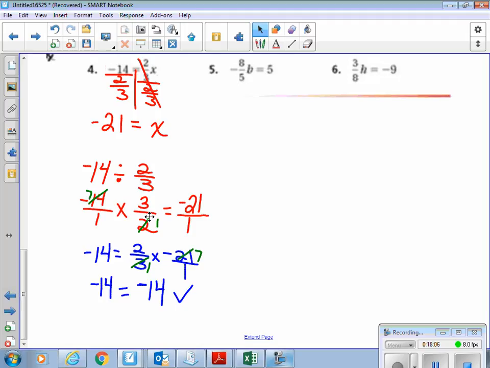In number 5, you have negative 8/5 times b equals 5. Since we are multiplying by that negative 8/5, we're going to divide by negative 8/5 on both sides to get b alone.